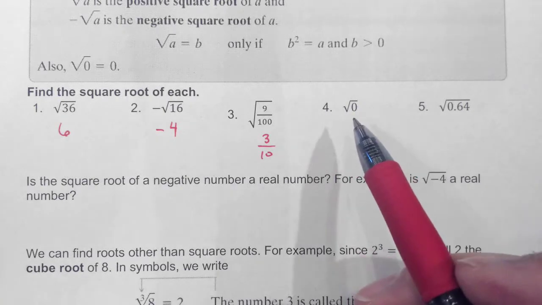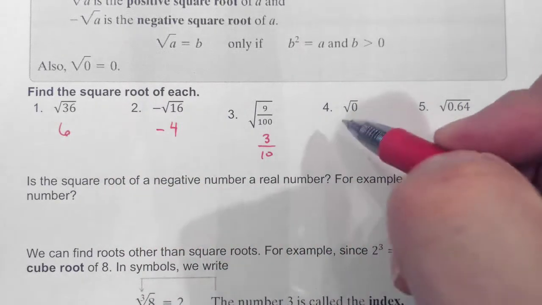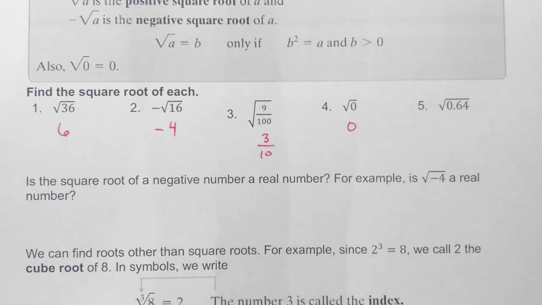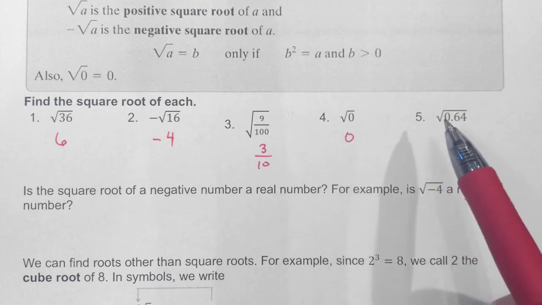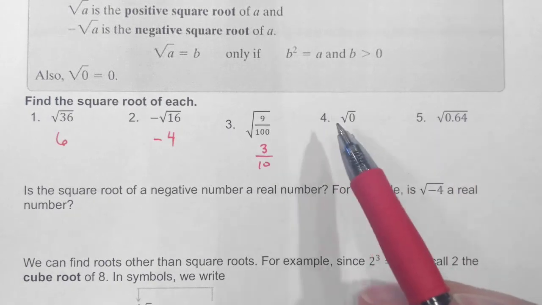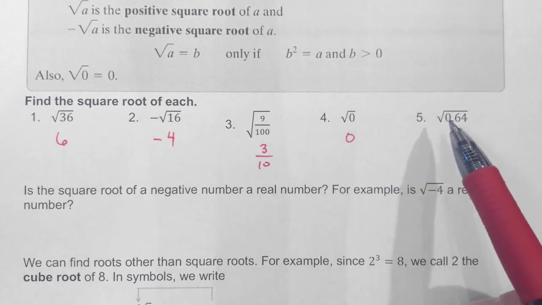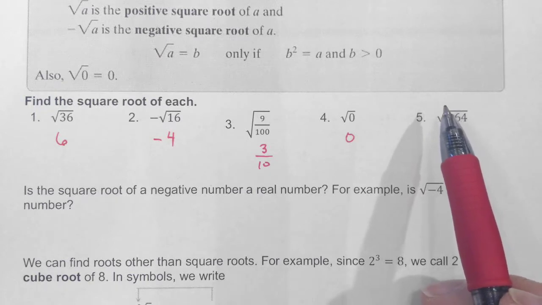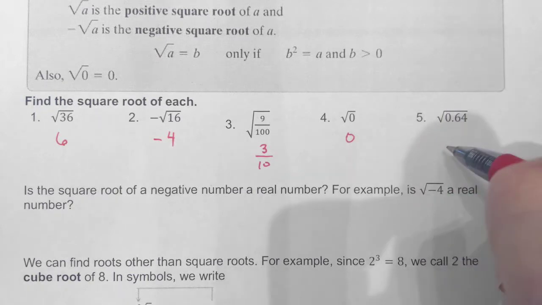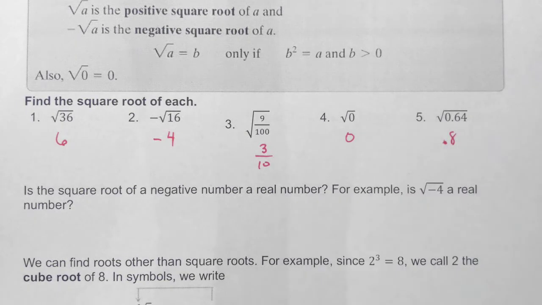I already told you what the square root of 0 is. It's up here. 0 times 0 is 0. I just put that there because sometimes 0 gives you some funky answers, like undefined or something. But the square root of 0 is still 0. And 0.64. Again, you know what 64 is. 8 times 8 is 64. So the square root of 0.64 is going to be 0.8.